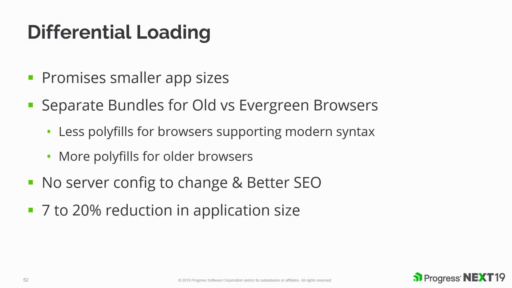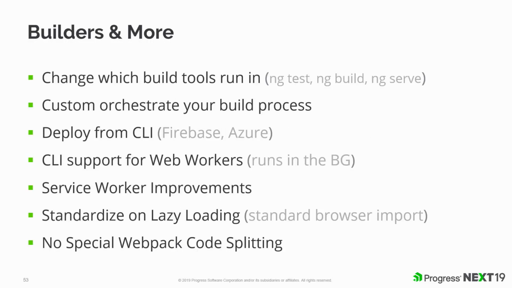Some of the reduction in application size can be from 7 to 20% with Ivy. They're going to be able to determine whether you're using an old browser or a new browser and give you a different bundle based on that, which is going to be more performant or less performant if you're on an old browser. And it's just going to happen automatically.